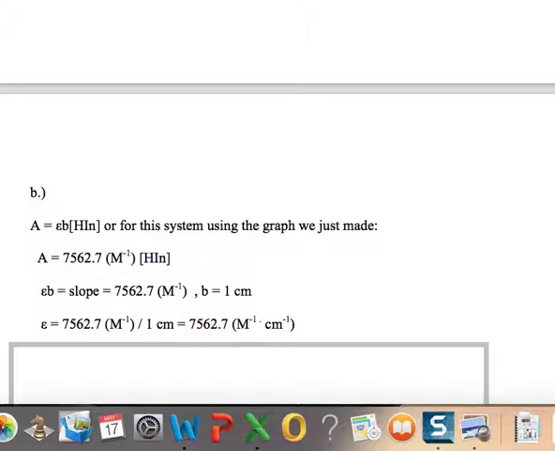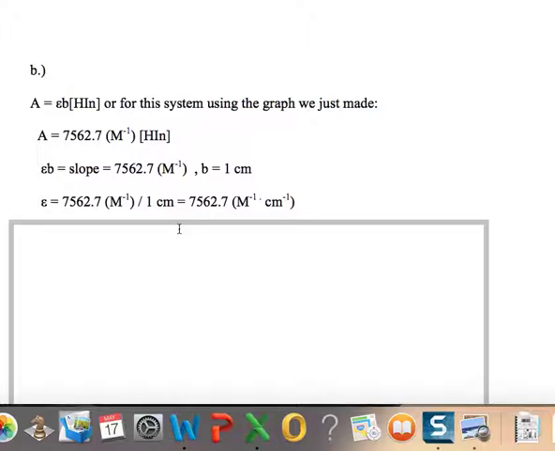So we can use our equation for Beer's law, absorbance equal epsilon B times the concentration of HIN for this system. For the graph we just made, our absorbance is equal to 7,562.7 reciprocal molarity times the concentration of indicator. So epsilon times B is equal to our slope, or this value right here, 7,562.7. Since our B was 1 centimeter, our epsilon can be found by just simply dividing the slope by 1 centimeter to get the epsilon value, which is 7,562.7 reciprocal molar reciprocal centimeters.